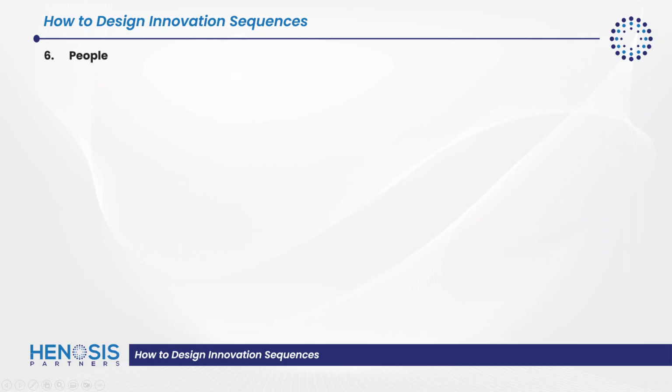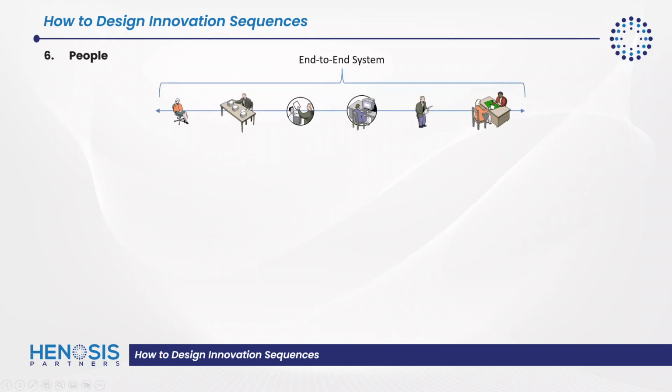And the last component to design a well-formed innovation sequence is to consider the people. That is, those who will be participating in the innovation sequence itself to solve your complex adaptive challenge. And when thinking about people, you need to be thinking in two regards. First off, who do I need to include that represents the end-to-end system, that represents the points of view and perspectives of the end-to-end system?